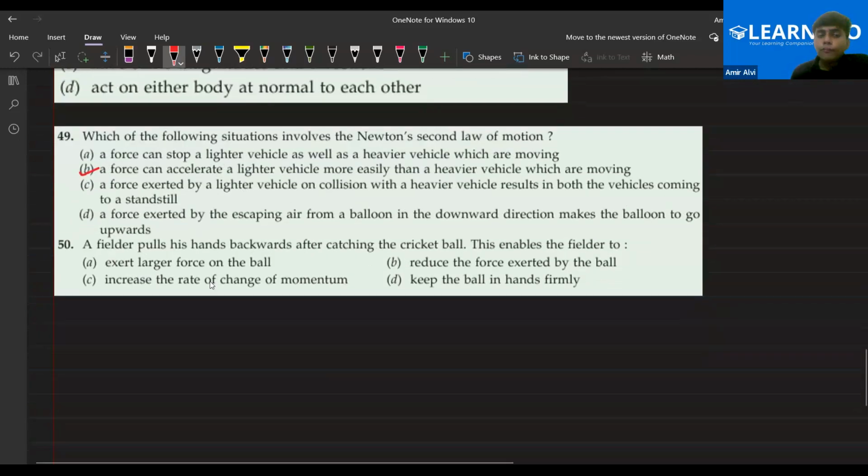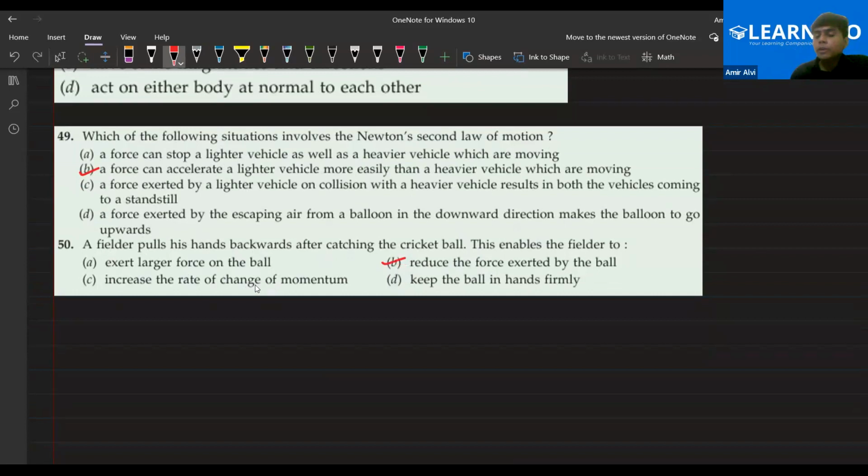Next question. A fielder pulls his hand backwards after catching the ball. This enables the fielder to exert a larger force on the ball? No, that's not the case. It reduces the force exerted by the ball, because we increase the time to change the momentum. So that's why the force on the hand will get decreased. So this is B, right?